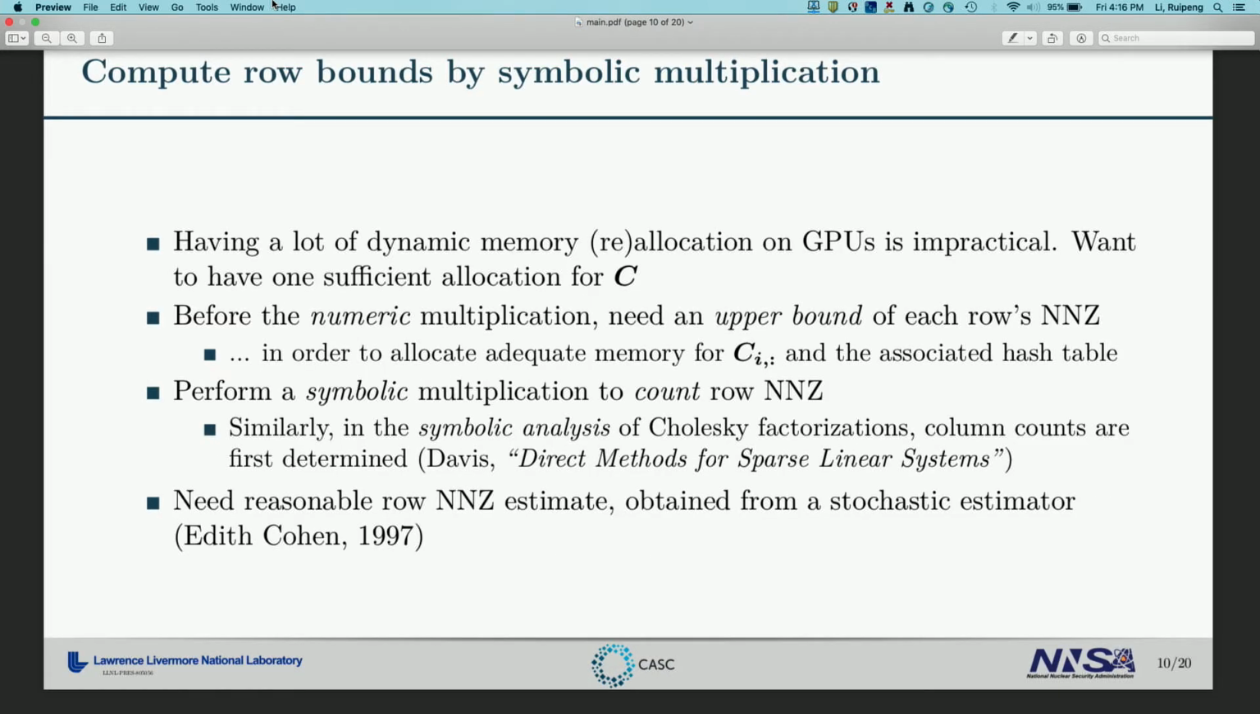In addition to the difficulty of accumulating sparse rows, another difficulty in computing RAP is dealing with the dynamic structure of the product. Because of that, before the actual numerical multiplication, we do a symbolic multiplication first to count the number of non-zeros of each row. It's okay to not have the exact number of non-zeros per row, but at least you should have a reasonable upper bound. This is done by doing some symbolic multiplication to just determine the pattern of the product.